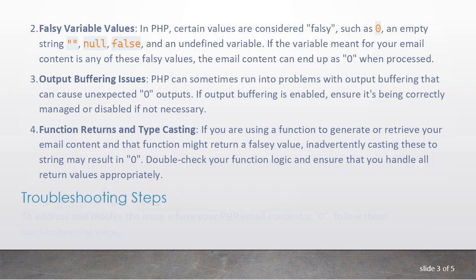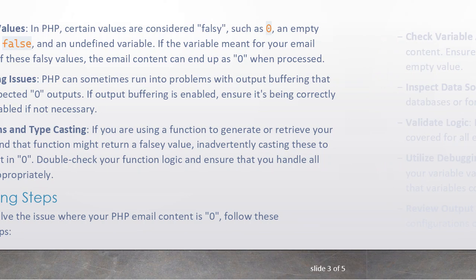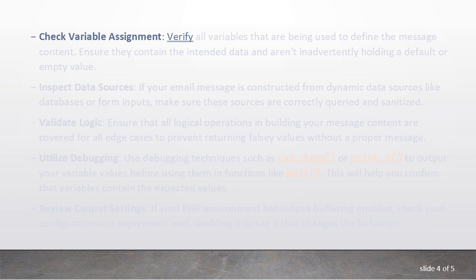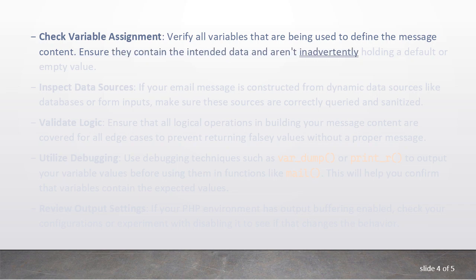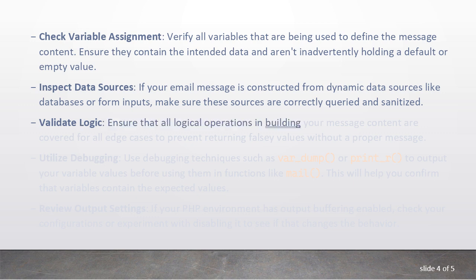Troubleshooting steps. To address and resolve the issue where your PHP email content is 0, follow these troubleshooting steps. Check variable assignment. Verify all variables that are being used to define the message content. Ensure they contain the intended data and aren't inadvertently holding a default or empty value. Inspect data sources. If your email message is constructed from dynamic data sources like databases or form inputs, make sure these sources are correctly queried and sanitized. Validate logic. Ensure that all logical operations in building your message content are covered for all edge cases to prevent returning falsy values without a proper message.